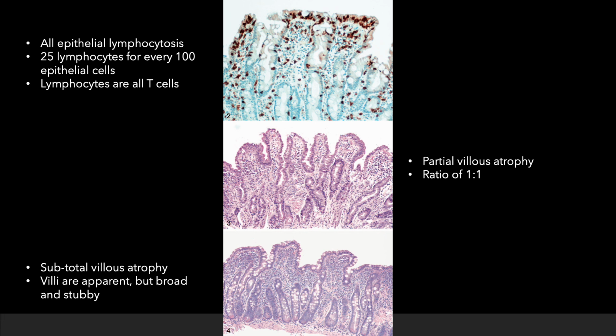And then in the bottom photo, this represents subtotal villus atrophy, where the villi are apparent and they're there, but they're very broad and they're really stubby. And if you remember the normal villi on the previous slide, they were a lot longer and there was a lot of space between them, and that's not what we're seeing here in this bottom photo. So these are all examples of villi inside of someone who has celiac disease.